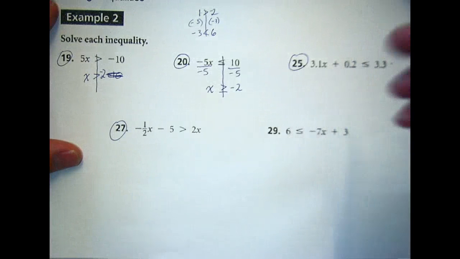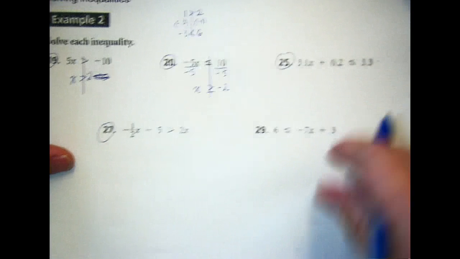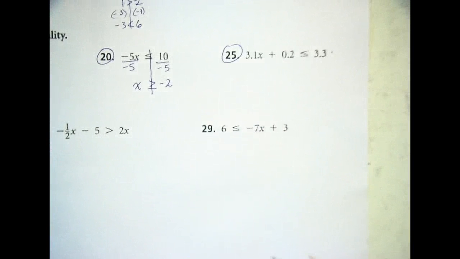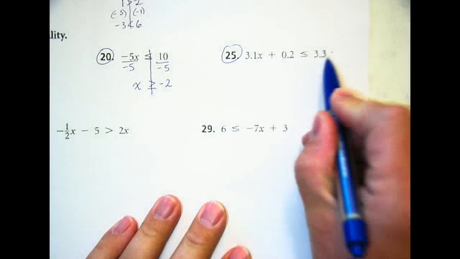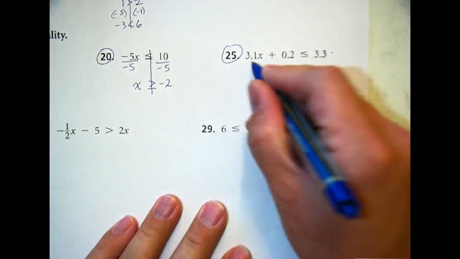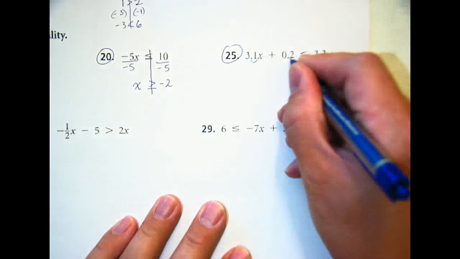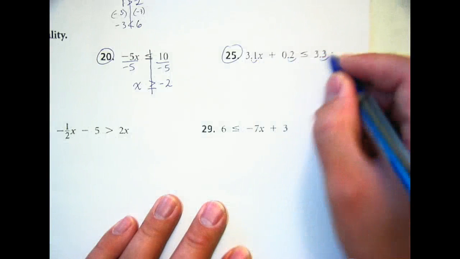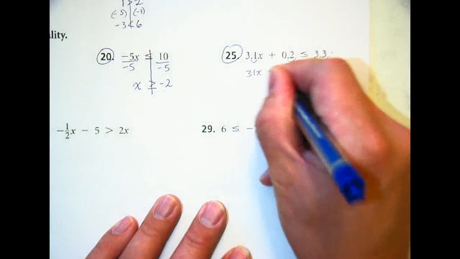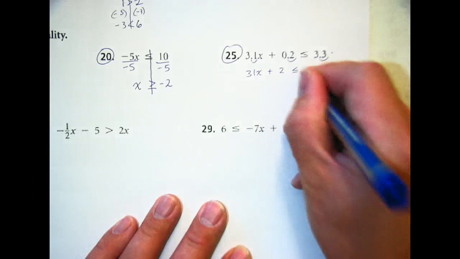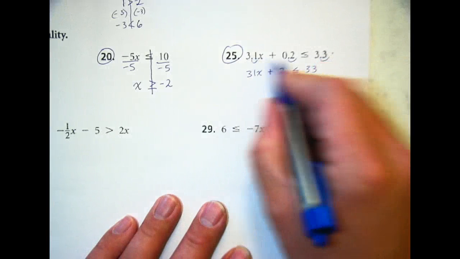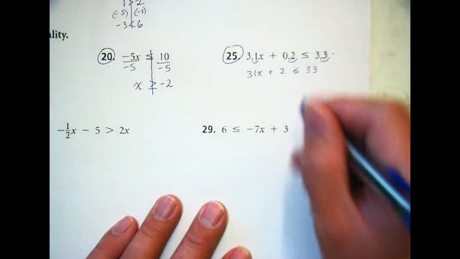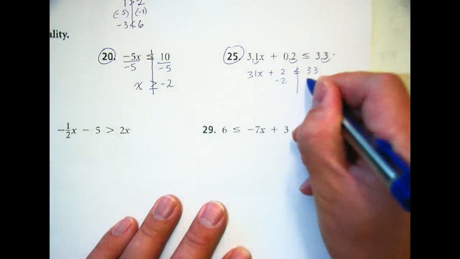Okay? Number 25, for those of you who don't know how to get rid of decimals and you're not a big fan of using decimals, remember if you look at it and you say, well, each decimal has one place value, that means I could multiply everything by 10 and just move that decimal over. That's what happens when you multiply each term by 10. So really you have 31x plus 2 is less than or equal to 33. That's equivalent to 3.1x plus 0.2 is less than or equal to 3.3. And then from there, you just solve it the same way.